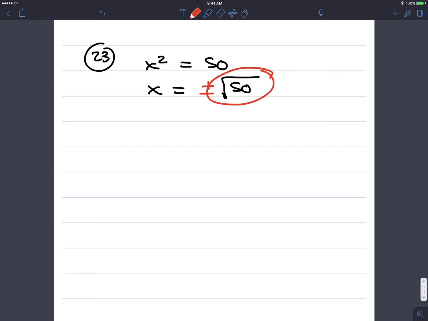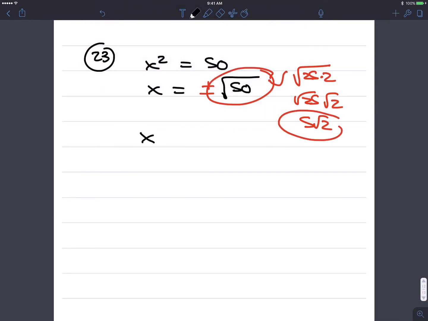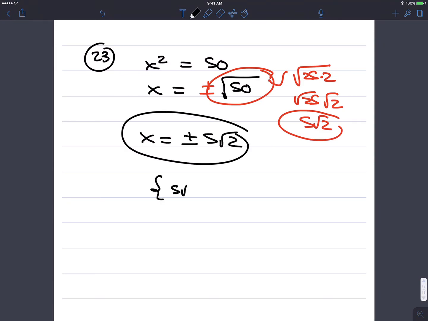Nevertheless, simplify the radical. The square root of 50 we write as the square root of 25 times 2. Square root of 25, square root of 2. 5 times the square root of 2. x is plus or minus 5 times the square root of 2. 5 square root of 2, minus 5 square root of 2. And you're done.